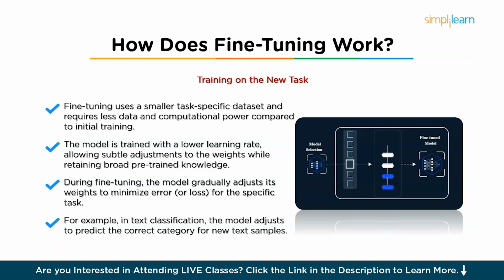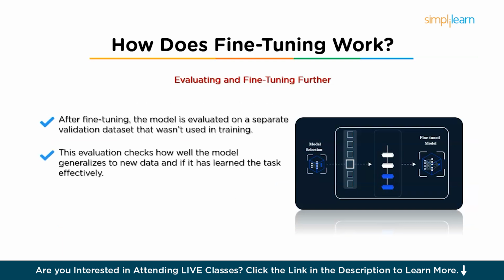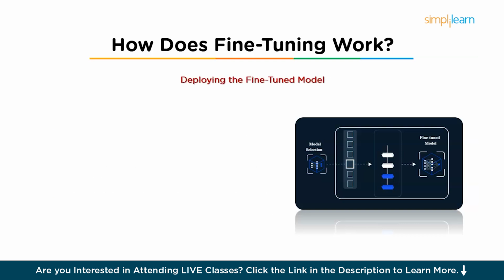So once the training on the new task is done, the next step is evaluating and fine-tuning it further. So after fine-tuning, the model is typically evaluated on a separate validation dataset that wasn't part of the fine-tuning process. So this helps assess how well the model generalizes to new data and whether it has learned the task effectively. So if the model doesn't perform as expected, further adjustments may be made, such as tweaking the dataset, training parameters, or model architecture. And finally, we'll be deploying the fine-tuned model.